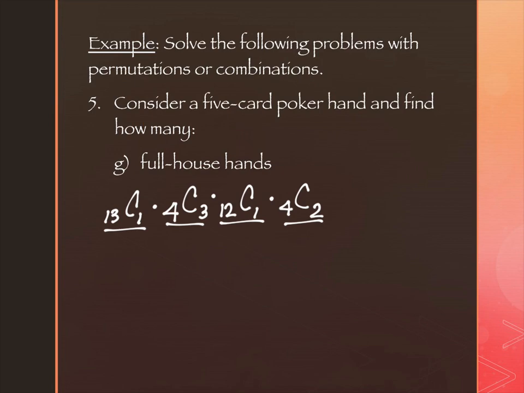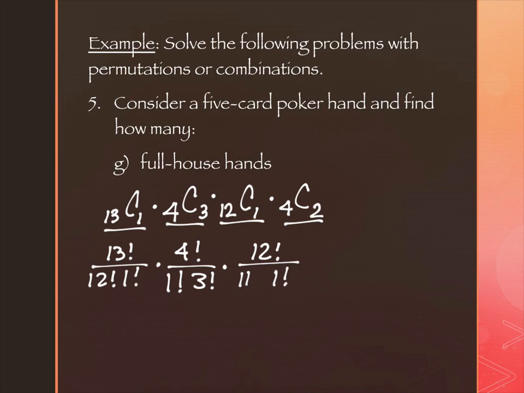Now we've done the 13C1, but I'll write them out. So this is 13 factorial over 1 factorial, did not choose 12. The next one is 4 factorial over, I chose 3, I didn't choose 1. 12 factorial over choosing 1 and not choosing 11. And then 4 factorial over choosing 2 and not choosing 2. Okay, are we good? We'll write them all out, though we've done one of them before.